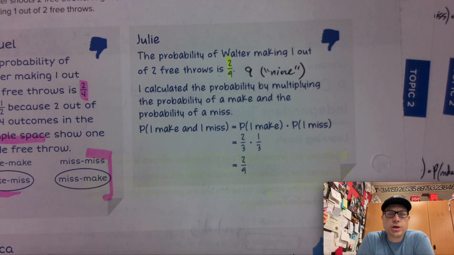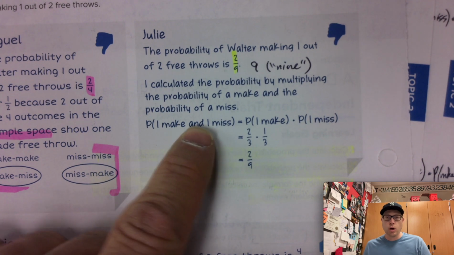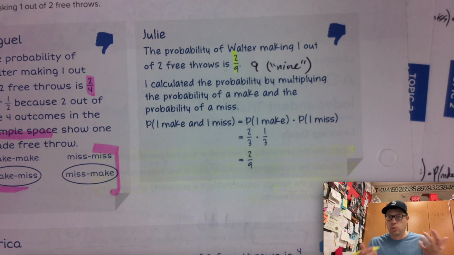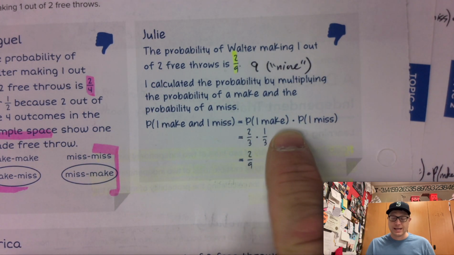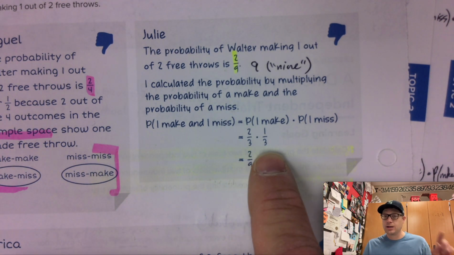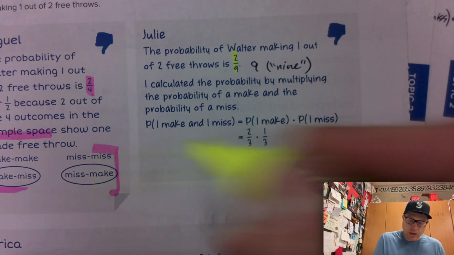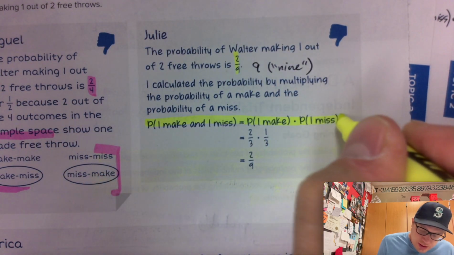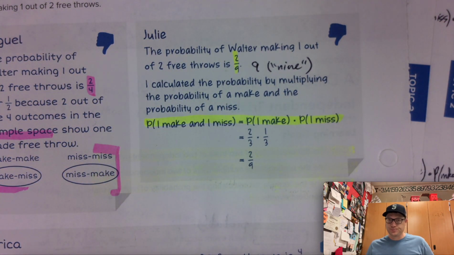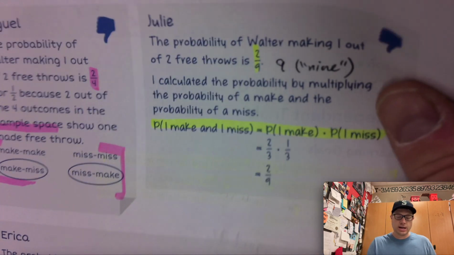And so her consideration is, if I consider the probability of 1 make and 1 miss, that would be the same as what we've learned, the probability of 1 make times the probability of 1 miss. In other words, 2/3 make, 1/3 miss, because they're opposites of each other and together they add up to 100. So therefore that's 2/9. I think this is Julie's big idea. Let's put a pin in it and see if that comes back in the future, to see how likely that is going to happen.